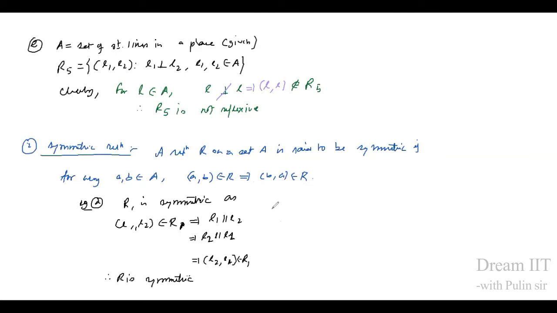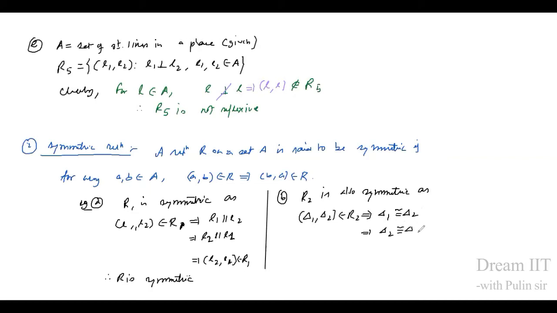So I'll not change the page. I'll do it here only. Now we'll come to example B, where we have considered R2. R2, if you see, is the congruence relation, right? So R2 is also symmetric, as (triangle 1, triangle 2) belongs to R2 means triangle 1 is congruent to triangle 2. That obviously implies that triangle 2 is congruent to triangle 1. That will tell you (triangle 2, triangle 1) is in R2. And this holds true for all triangle 1 and triangle 2 taken from A. Therefore, R2 is symmetric, right? Once you finish, can you please tell me immediately?